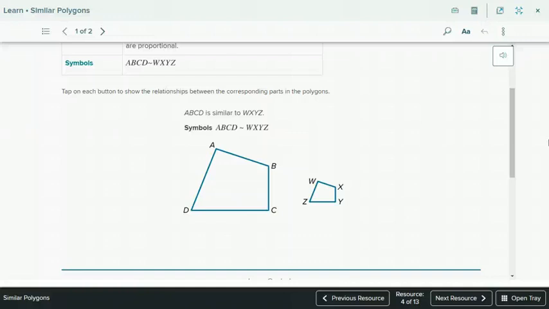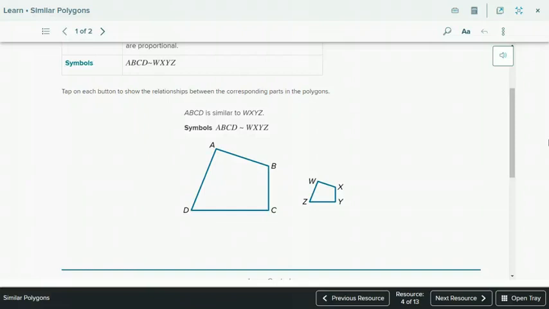Now, the math that's going to go behind this, if we look at these two shapes, is side AB the same length as side WX? No, they're going to be different lengths. But all of the angles are going to match between the shapes. So angle A will be as big as angle W. B and X will match, D and Z, C and Y. So all of the angles will be equal.